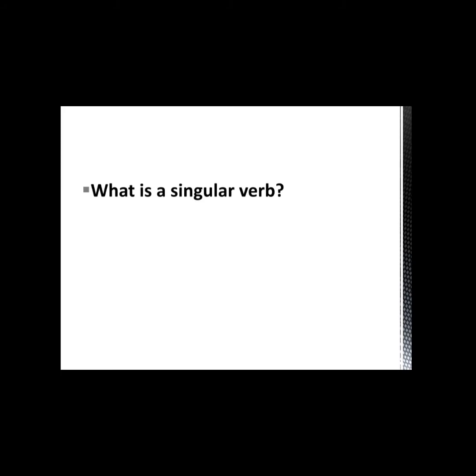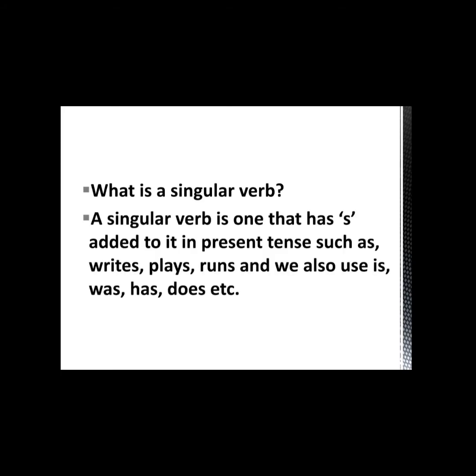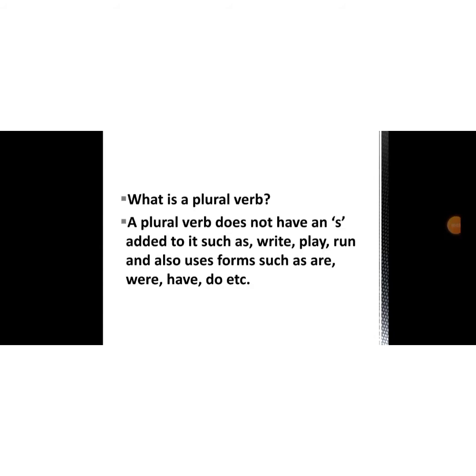What is a singular verb? A singular verb is one that has s added to it in present tense, such as writes, plays, runs, and we also use is, was, has, does, etc. What about plural verb? What is a plural verb? A plural verb does not have an s added to it, such as write, play, run, and also uses forms such as are, were, have, do, etc.